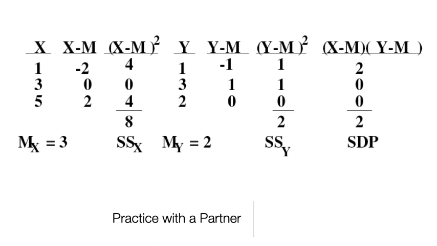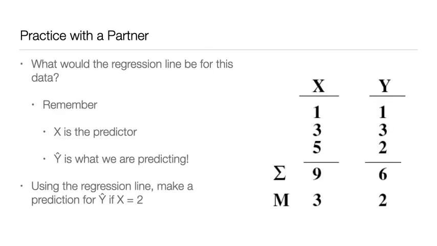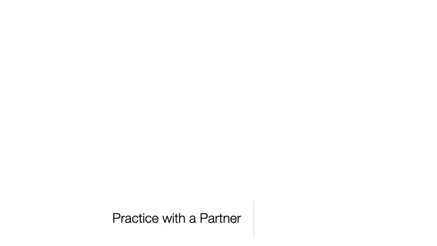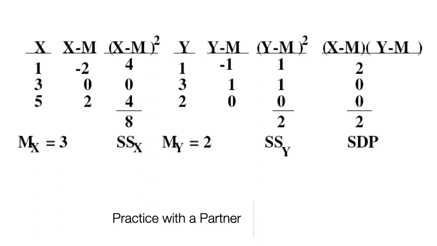Now remember, this is different than a correlation, where X and Y didn't matter. In a regression, X and Y do matter. So X again is the predictor and Y is what we're predicting. So this is again that same table. To calculate our sum of deviation products, our SP value, we'll take our deviation scores for X and we'll multiply each of them by their deviation score for Y.